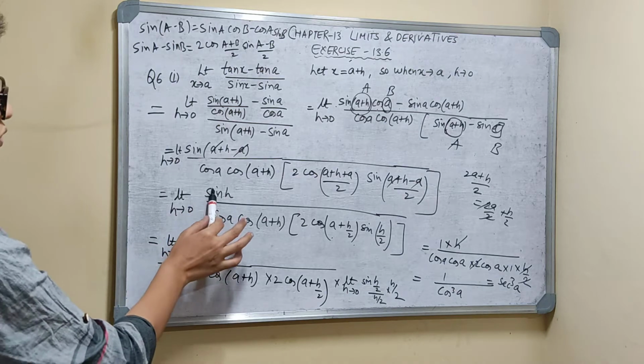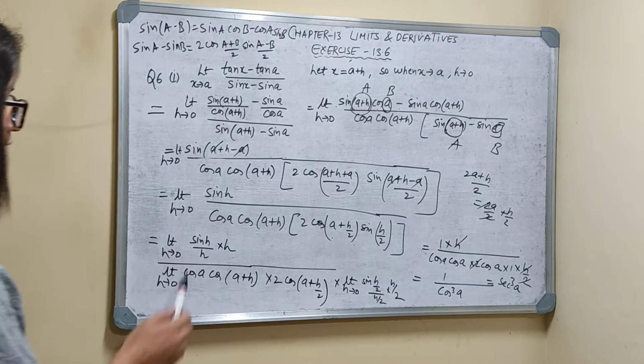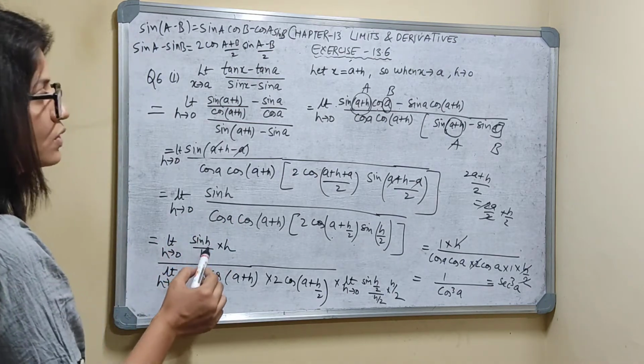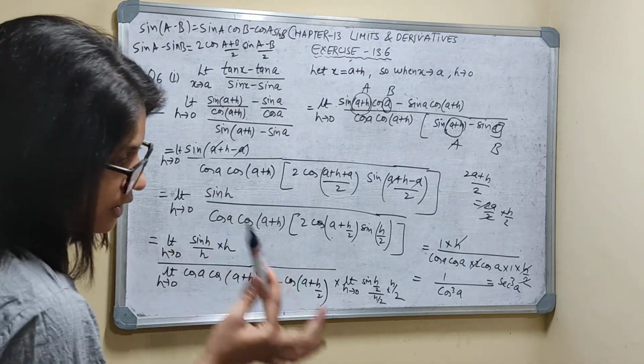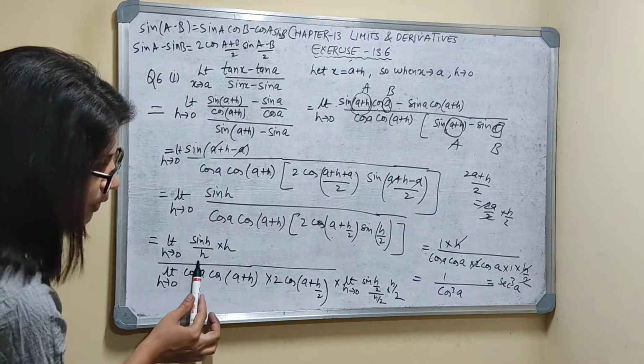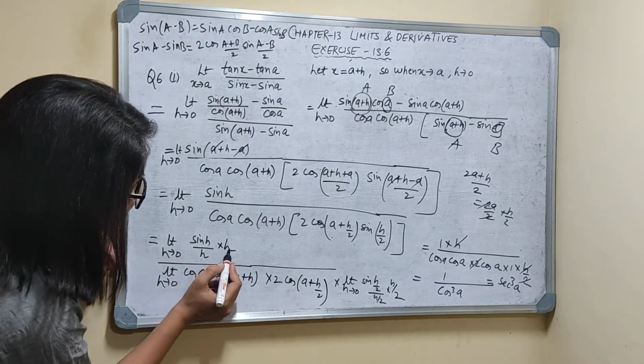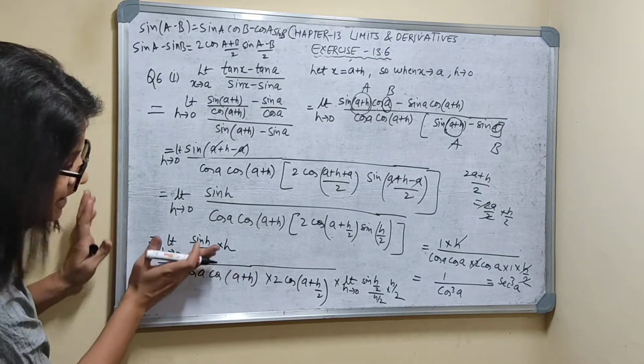Now limit h tends to 0, f(x) upon g(x) I can write. So sin h, but I know the formula: limit x tends to 0, sin x by x is equal to 1. So I have to make sin h upon h. So I am writing h down, so I am multiplying with h. Is it clear till here?